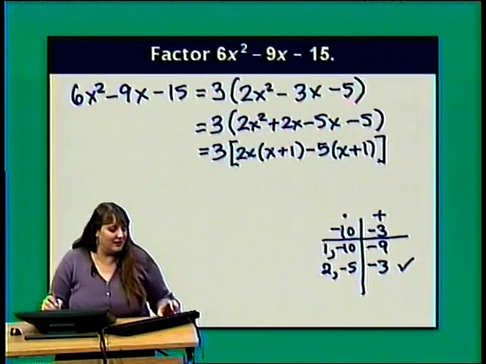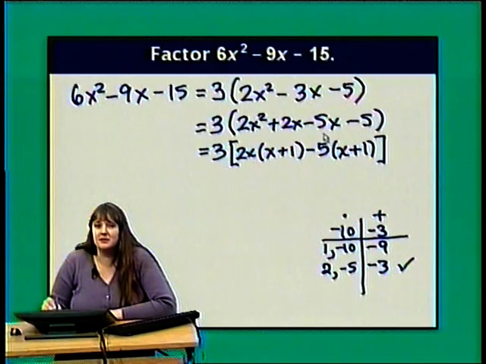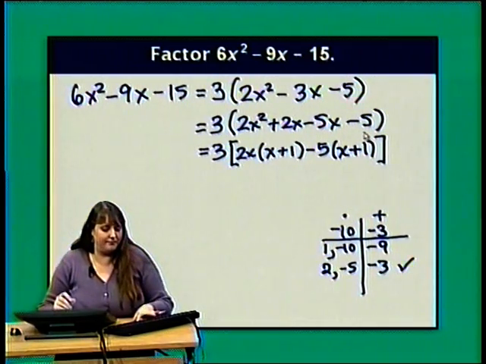Let's make sure that really does work, though. 2x times x is 2x squared. 2x times 1 is 2x. Negative 5 times x is negative 5x. And negative 5 times 1 is negative 5. Looks good.